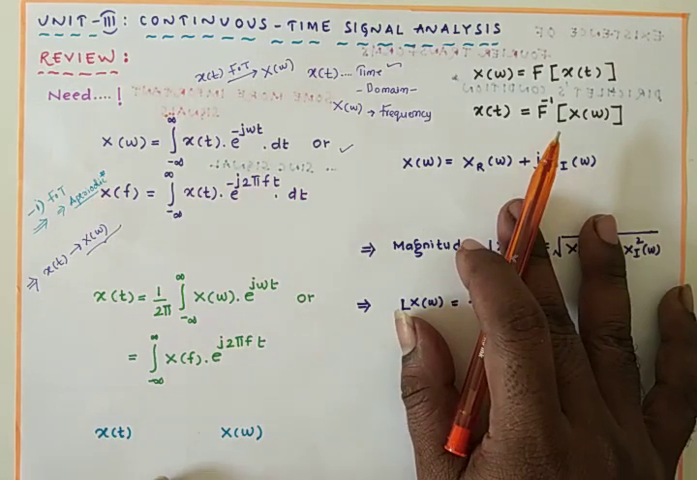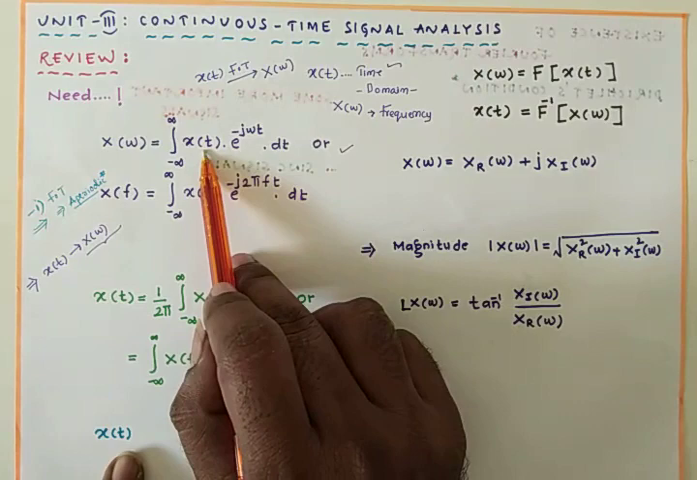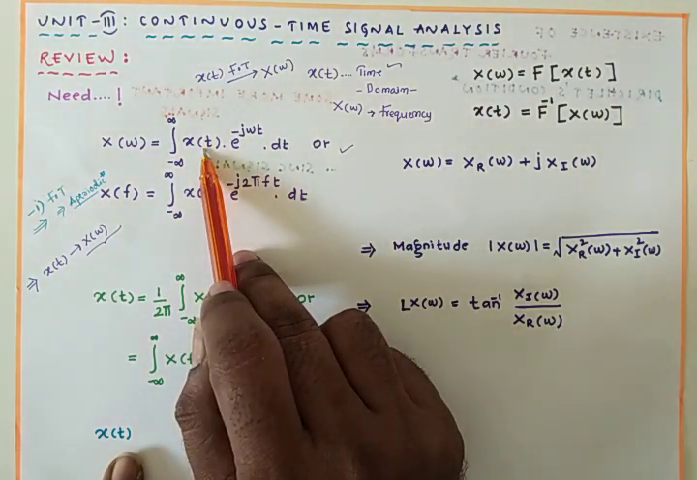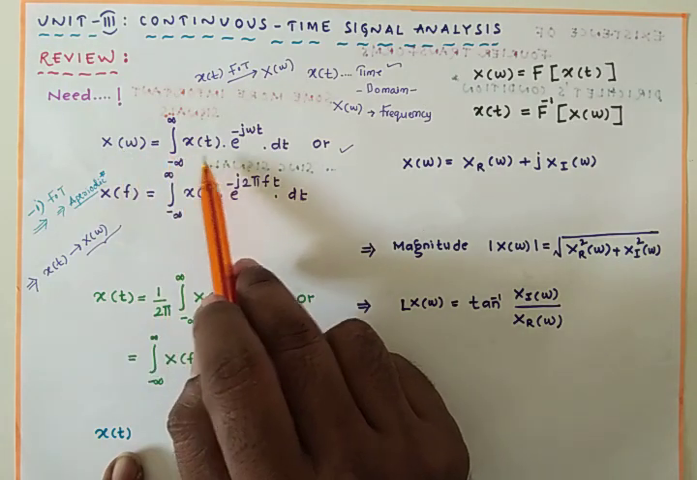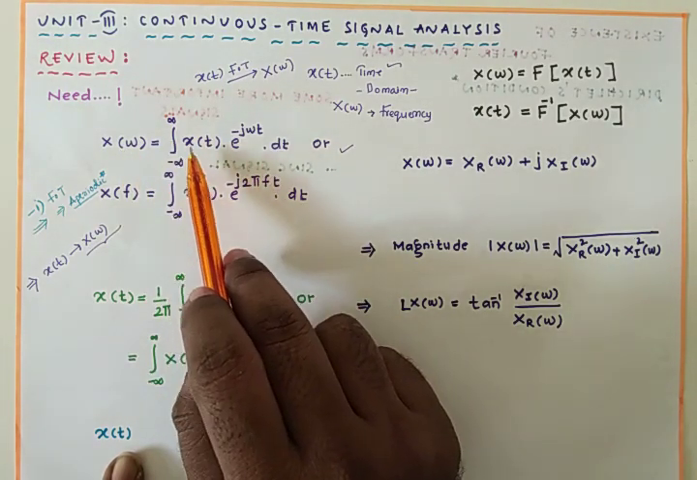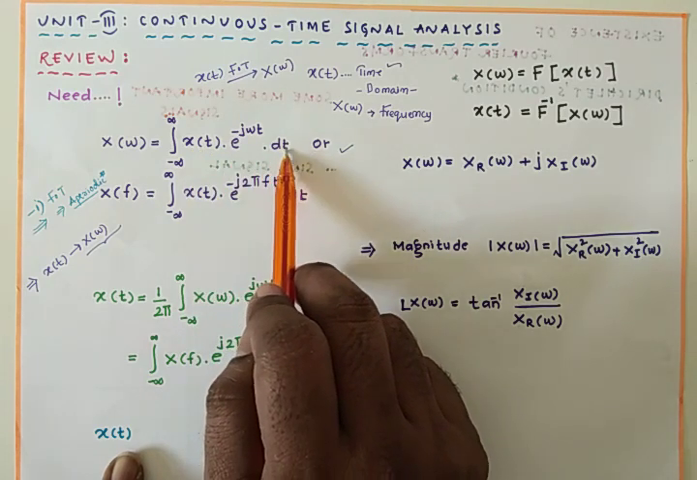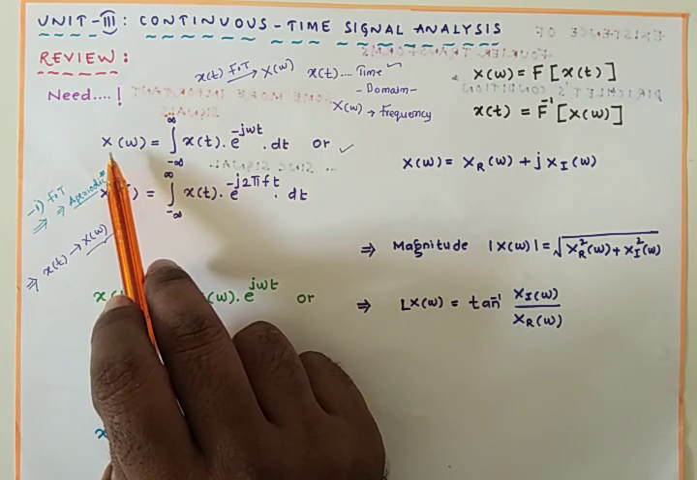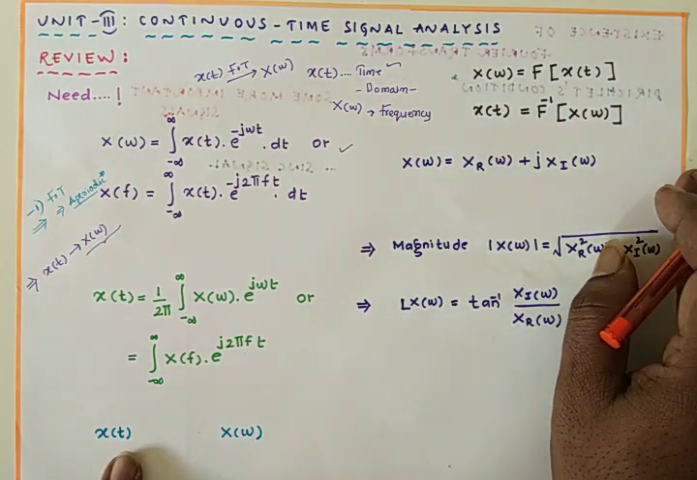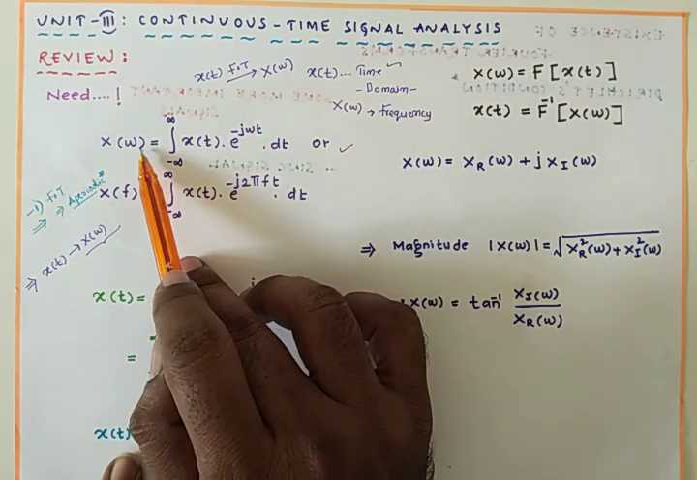To have the Fourier transform of x of t, this is the standard formula, where x of t is a time domain signal on which we applied the Fourier transform. That is the integral from minus infinity to plus infinity of x of t into e to the power of minus j omega t dt. Then the resultant is a frequency domain signal, that is x of omega. Then this omega is an angular frequency.